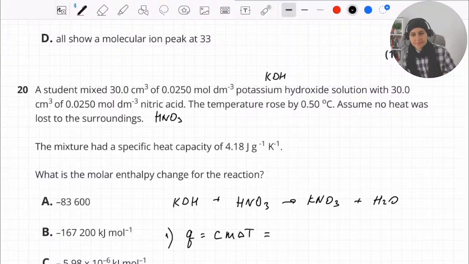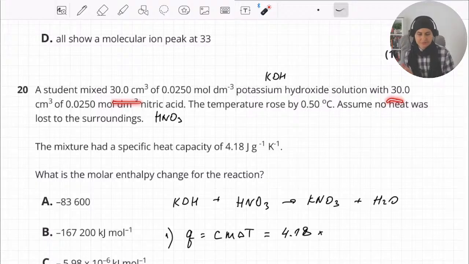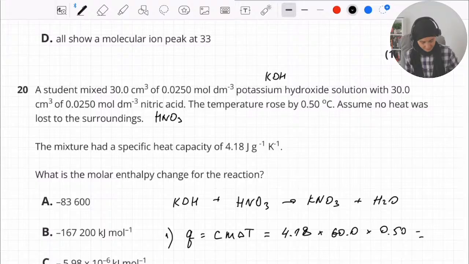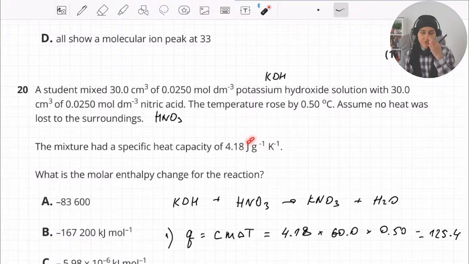C is the specific heat capacity of the solution, which they approximated as 4.18, like for water. Then mass is the mass of the solution. We can assume that it's 60, since you're mixing 30 and 30, that's 60 cubic centimeters, and for water the density is 1 gram per cubic centimeter, so we can say it's 60 grams. Of course, it's not a water solution, but that's our approximation. By the way, in paper 2, they can also ask what approximations you made. So 4.18 times 60 times 0.5 is 125.4. And what about the units? Look at your constant, you see joules, so the unit for the heat is joules.